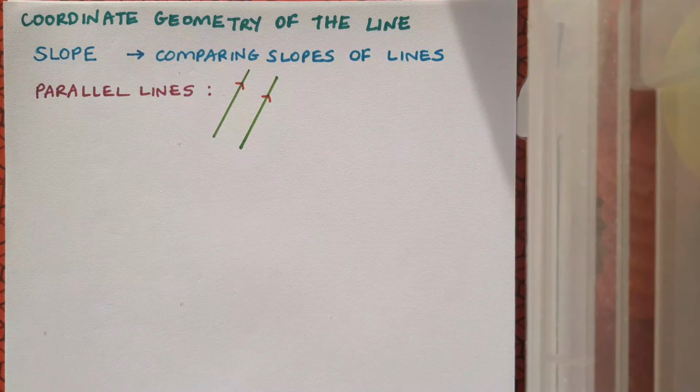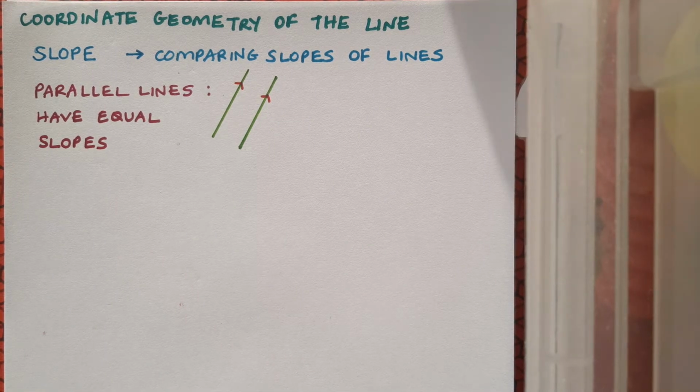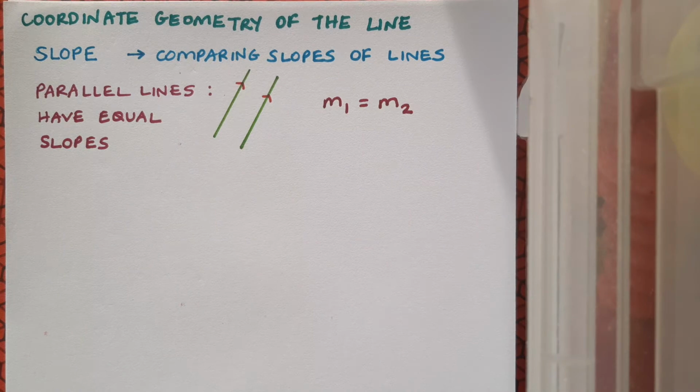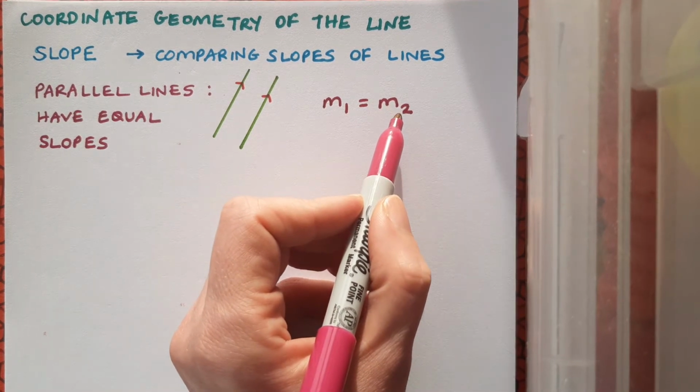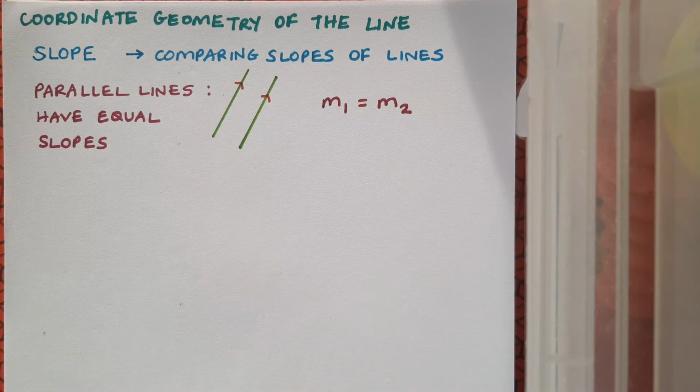And you can see that both of these lines have the same steepness, or the same slope, and this is always true for parallel lines. Parallel lines always have equal slopes. So it's quite straightforward to test if two lines are parallel in coordinate geometry. We can just get their slopes and see if they're the same. So if the slope of the first line, which I can call m1, equals the slope of the second line, well then I'll have proved the lines are parallel.